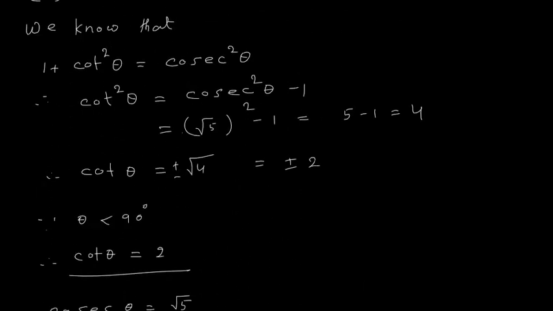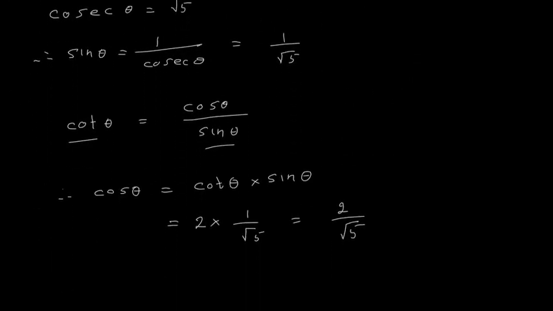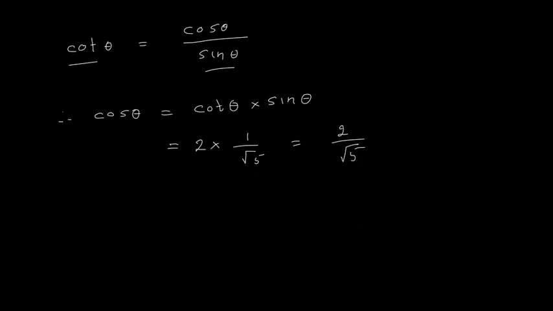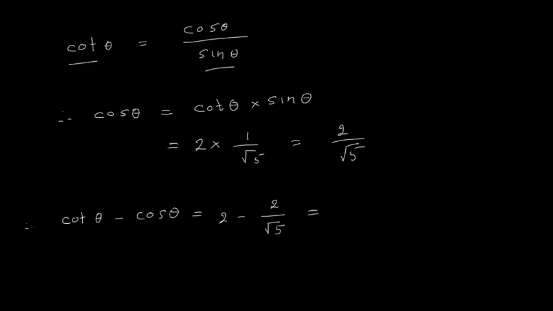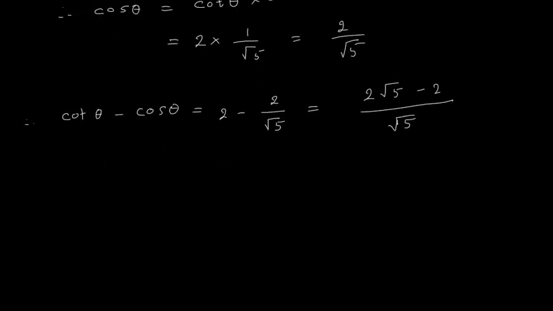Now what is the problem? We have to find cot theta minus cos theta. So therefore cot theta minus cos theta. So value of cot theta we will put 2 minus value of cos theta we will put 2 upon root 5. So this becomes 2 root 5 minus 2 whole divided by root 5. Done. This is your answer. Now what we can do? We can rationalize this. Rationalize means what?